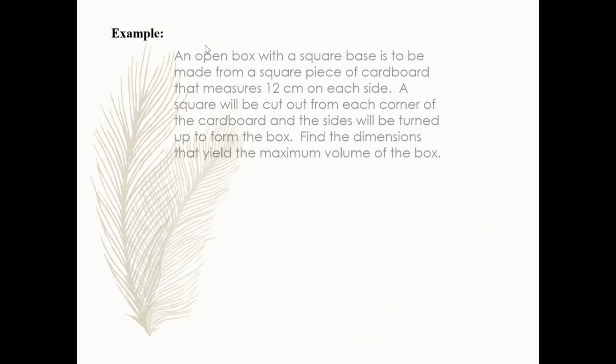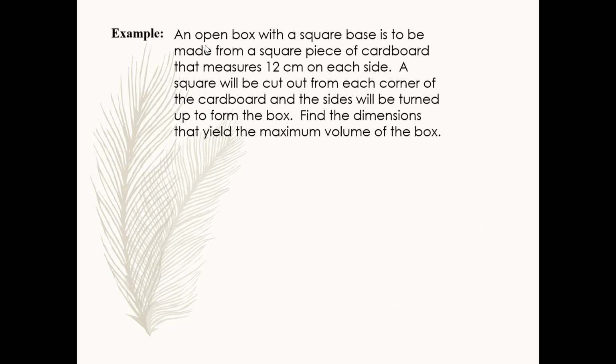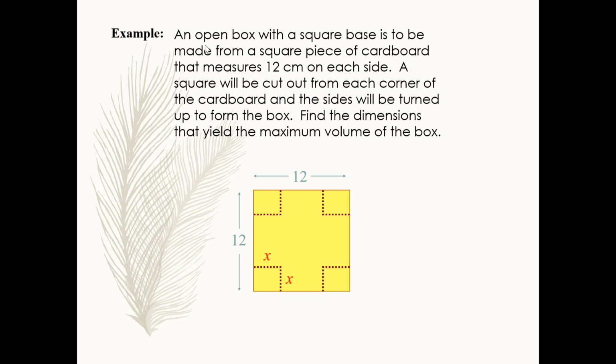So first we look at the example. An open box with a square base is to be made from a square piece of cardboard that measures 12 cm on each side. A square will be cut out from each corner of the cardboard and the sides will be turned up to form the box. Find the dimensions that yield the maximum volume of the box. So here you need to find the dimensions of the maximum volume. The side of the box we will get is 12 minus 2x.